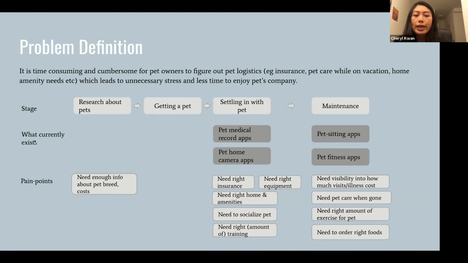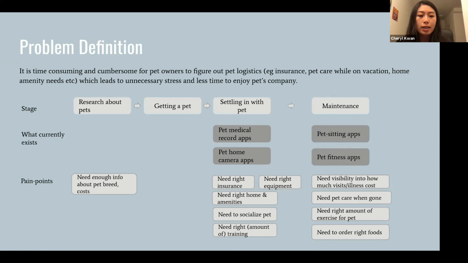And then we look at what currently exists in the market. So I did some quick research and I saw that there are these apps that existed. Apps that let you record the medical records of a pet, pet home cameras, where someone can go walk your dog, etc. Let's say we've done some user feedback to understand how these apps are faring as well.